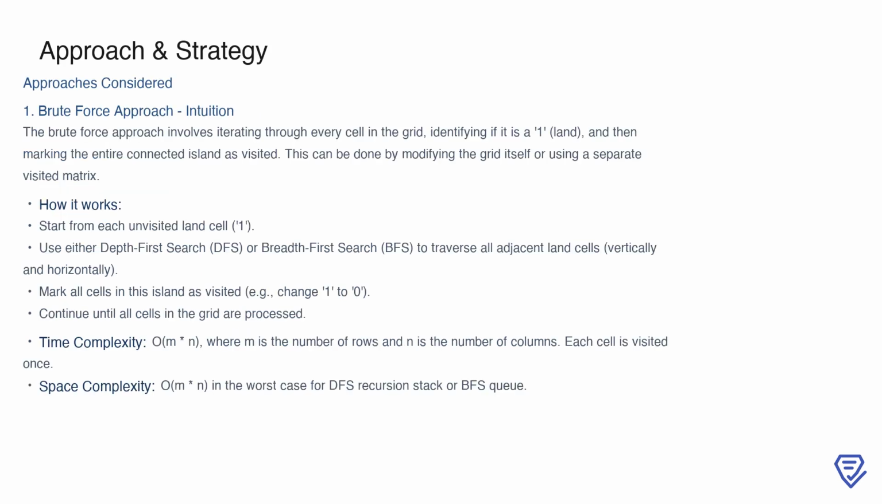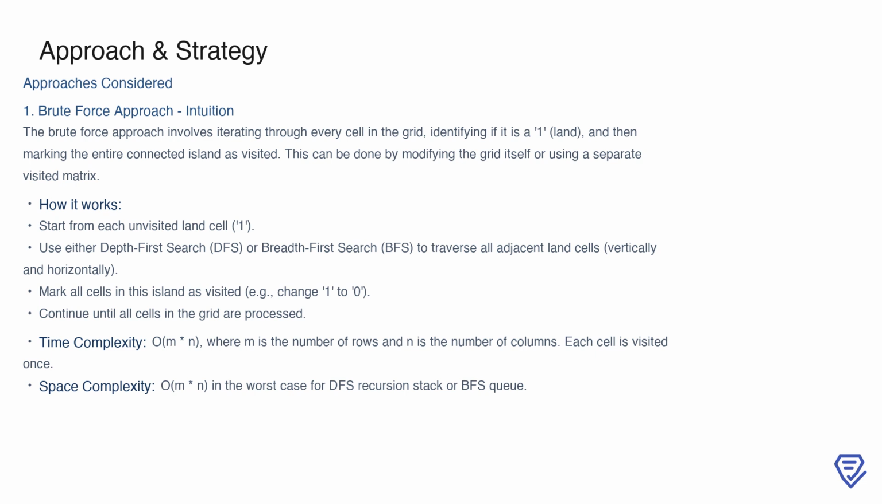When tackling the number of islands problem, we can start by considering the brute force approach. The intuition here is to systematically visit every cell in the grid, checking if it represents land, which is indicated by the value 1. If it is, we identify all the connected land cells that form an island. This can be achieved by using either depth-first search, DFS, or breadth-first search, BFS, to traverse through all adjacent land cells in 4 possible directions: up, down, left, and right.